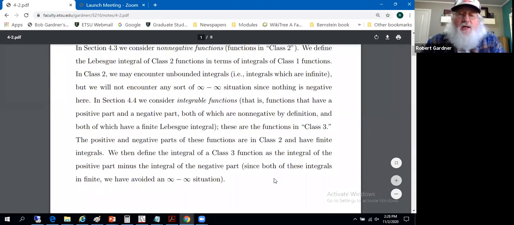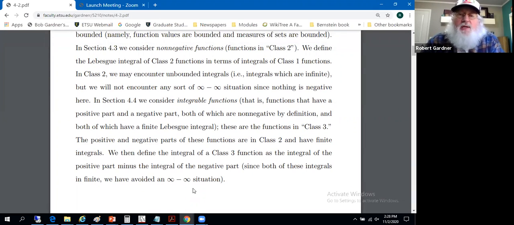We will very much approach this by avoiding an infinity minus infinity situation. The integrable condition will require that the positive part have a finite integral and the negative part will have a finite integral. And then we'll just define the integral in terms of a difference of those two types of integrals. So we'll have finiteness when we ultimately do the subtraction. So very much of what we're doing in this chapter, later on at least, starting in section 4.4, will be an avoidance of an infinity minus infinity situation.